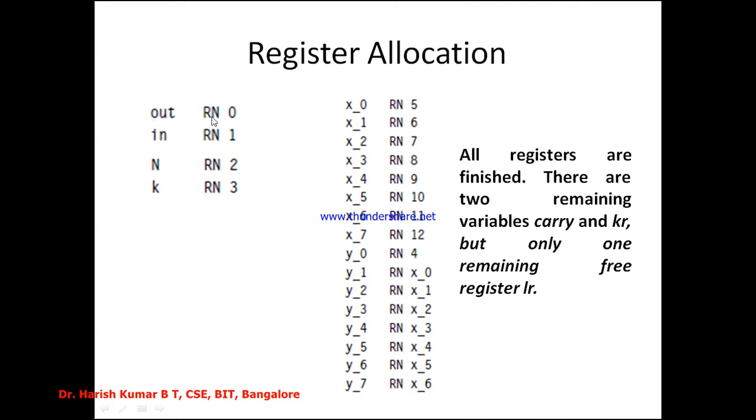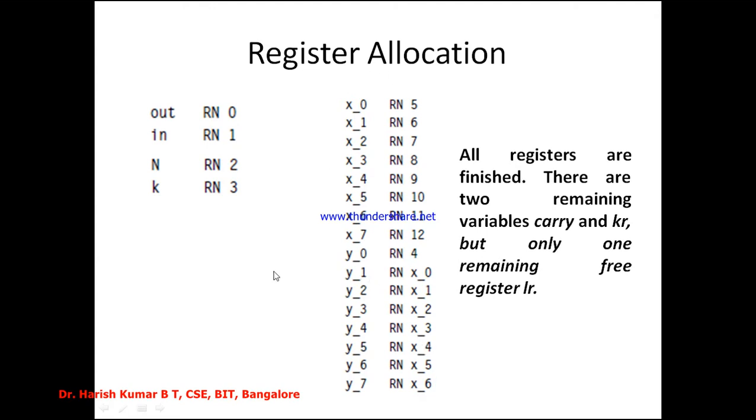Now we were using out as the alternate name for register R0, and similarly in is the alternate name for the register R1, N is the alternate name for R2, K is the alternate name for R3, and similarly here. X0 is the alternate name for R5, and similarly X7 is R12, Y0 is R4. Now Y1 is again one more alternative for X0. What is X0? X0 is R5. There are 2 alternatives for register 5 now: X0 is one alternative name, and Y1 is another alternative name.